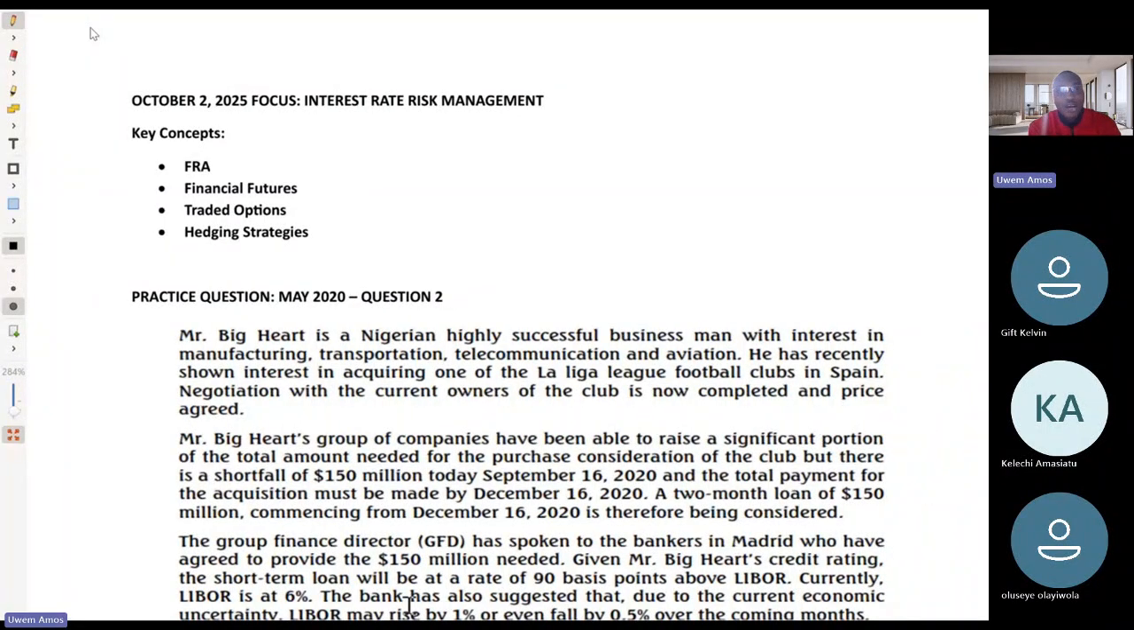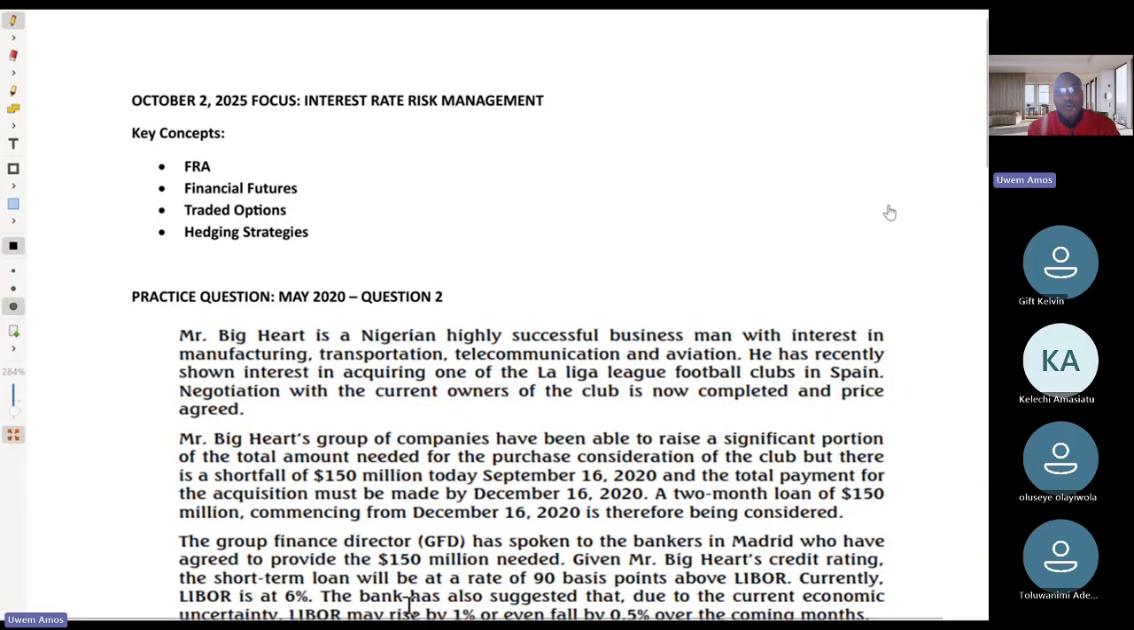So for today, our focus would be on interest rate risk management. We hope to cover everything we need to know around interest rate risk management with this question, which is May 2022 question 2. So we're going to read through the question, and then we'll take 5 minutes to explain the concept, and then we get right to it, which is to practice and pass. All right, so I'm just going to begin by reading the question.